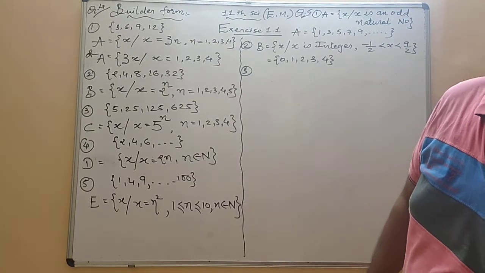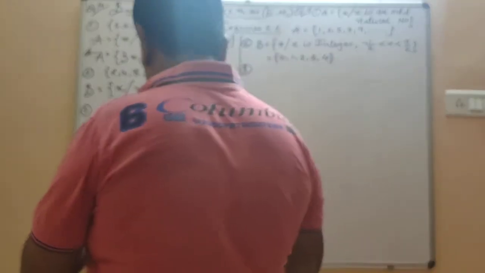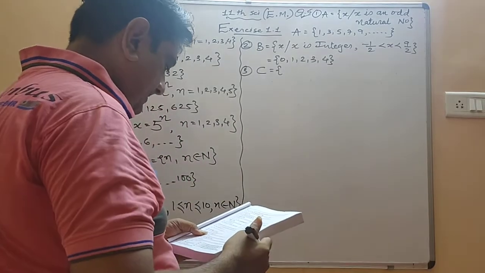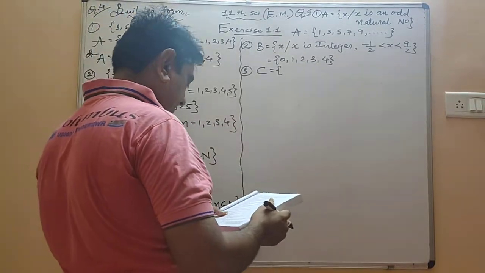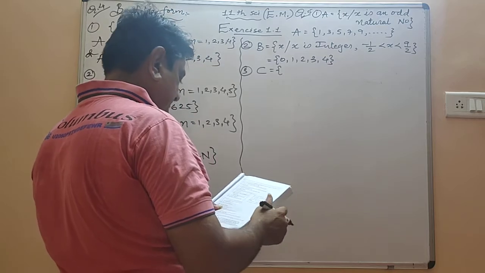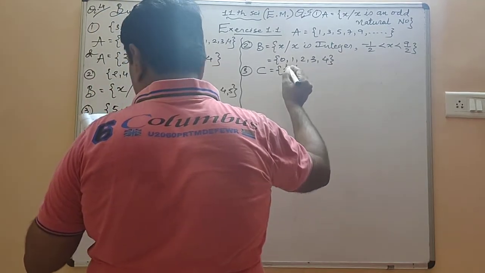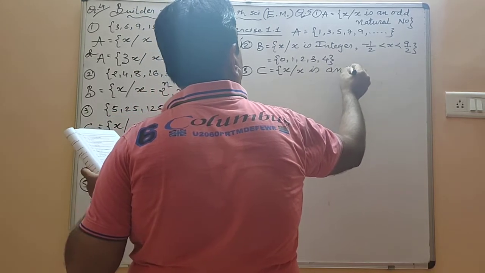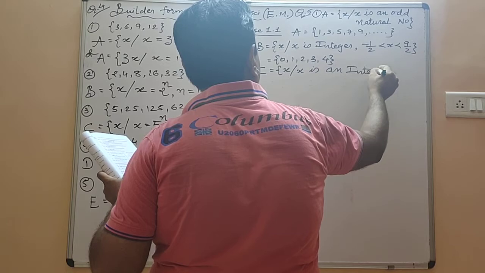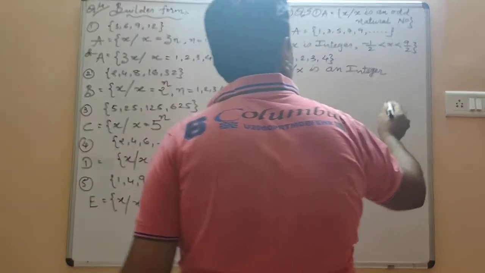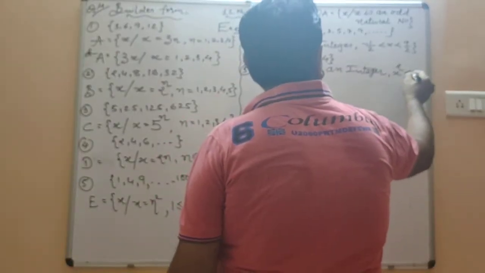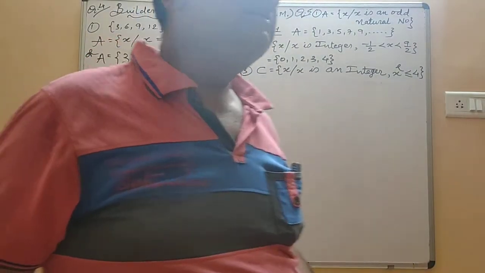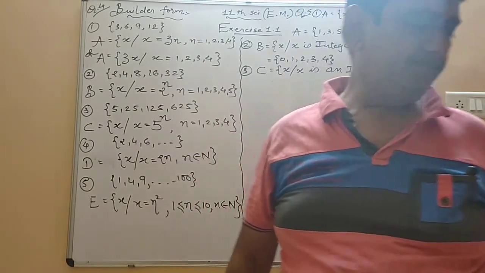Now question number 3. Set C is equal to X such that X is an integer, but the condition is X square is less than or equal to 4. X square is less than or equal to 4.